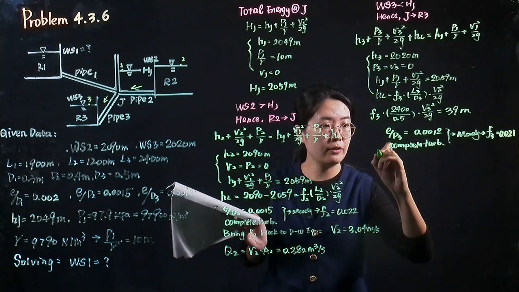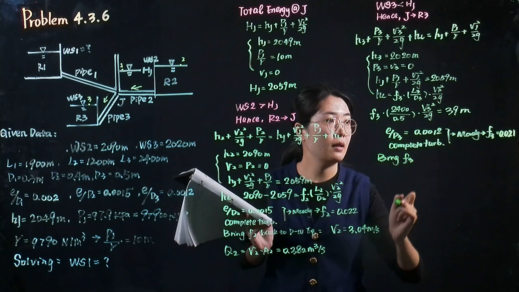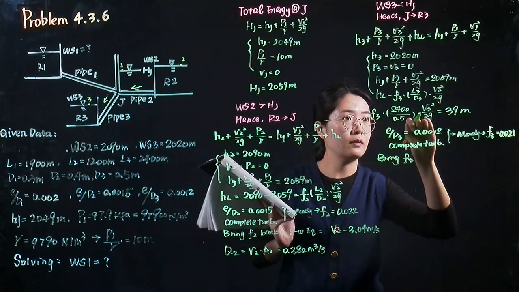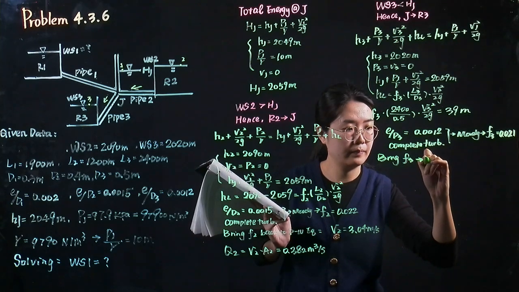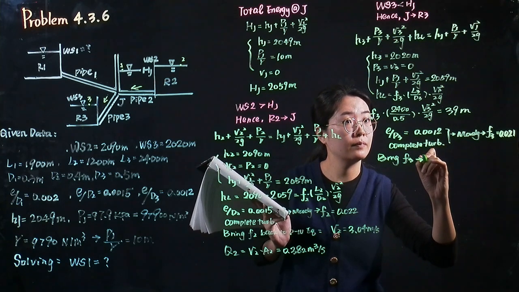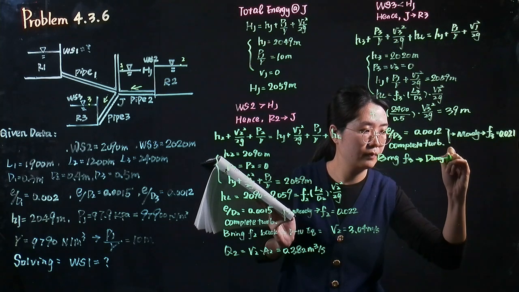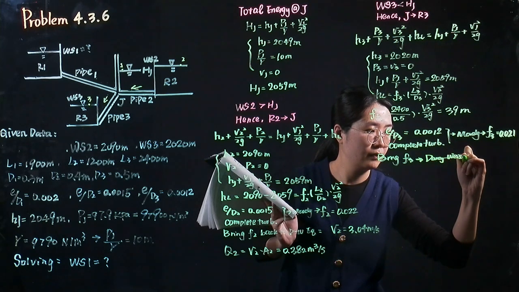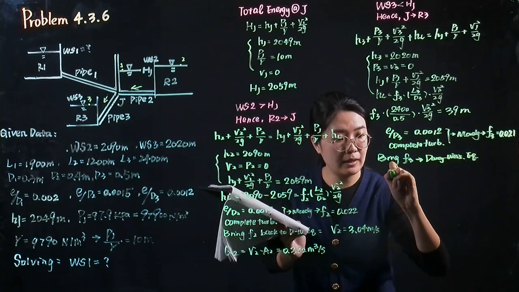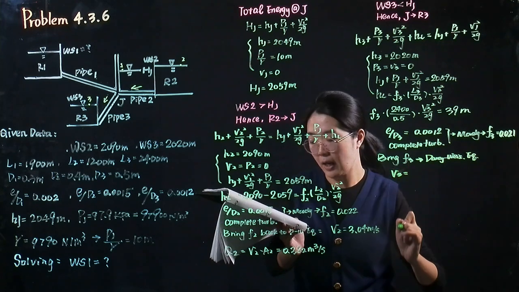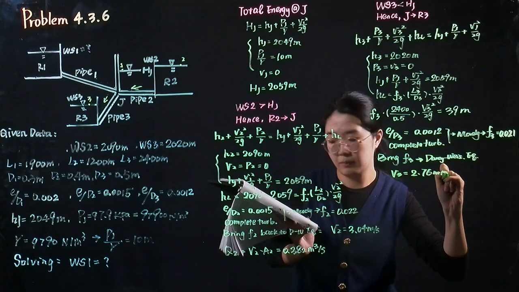Then if we bring the friction factor back into the Darcy-Weisbach equation, we can get the value of the velocity in pipeline 3. It equals 2.76 meter per second.